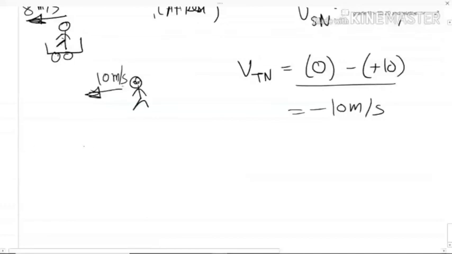Don't worry. So now you have to write down this thing. Concept of relative velocity says that.